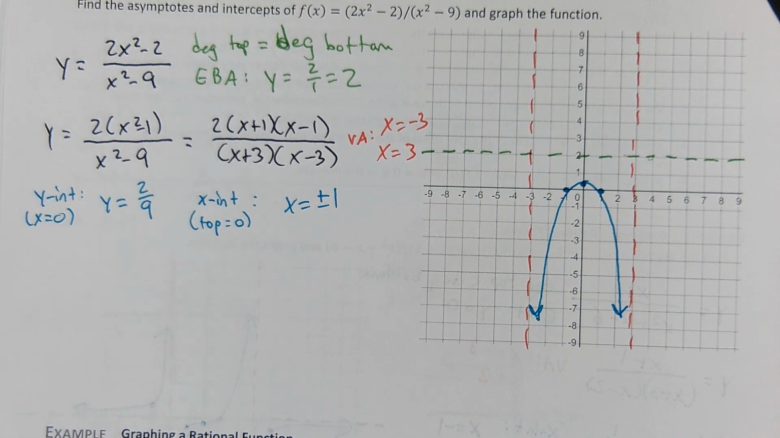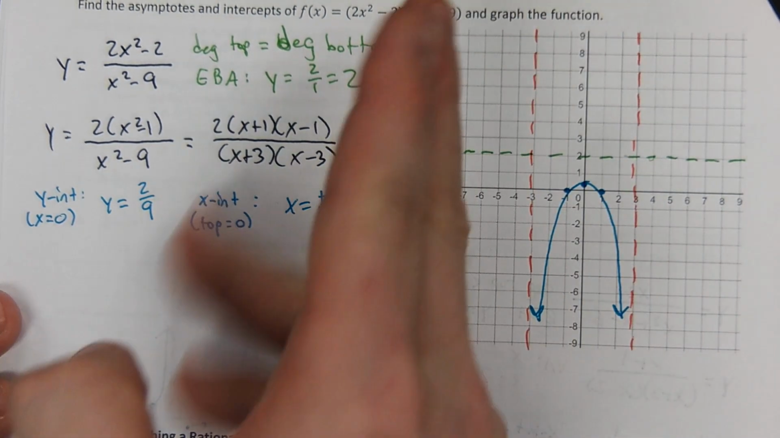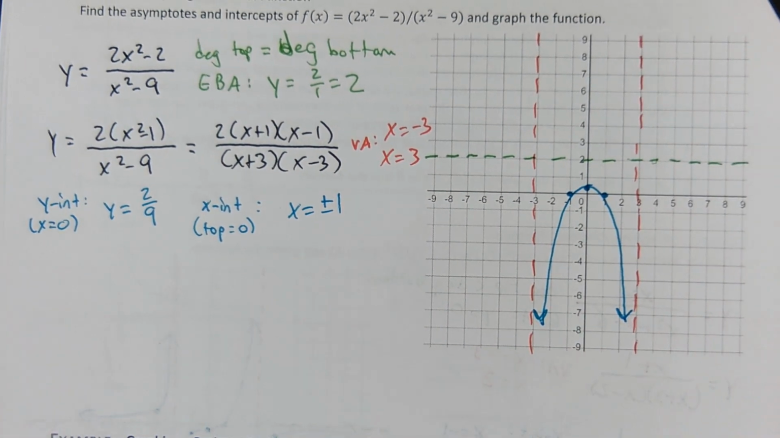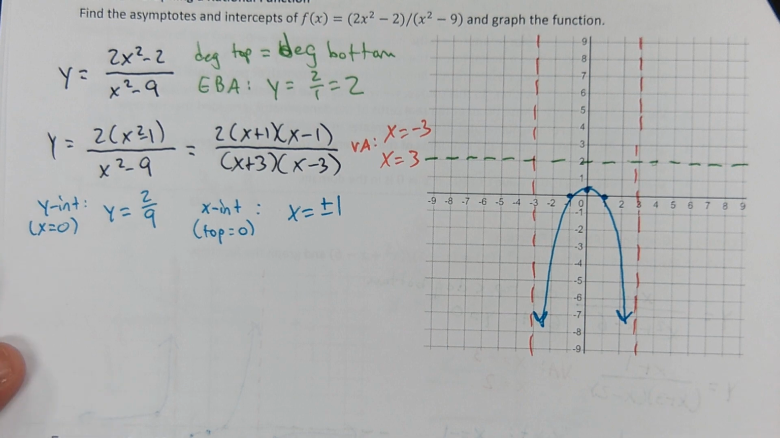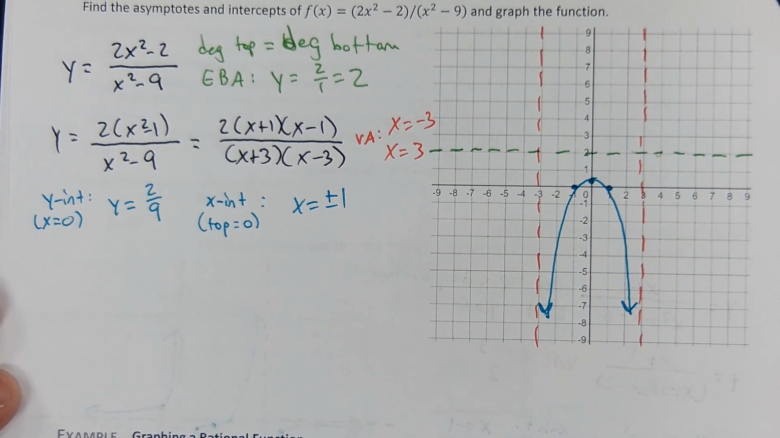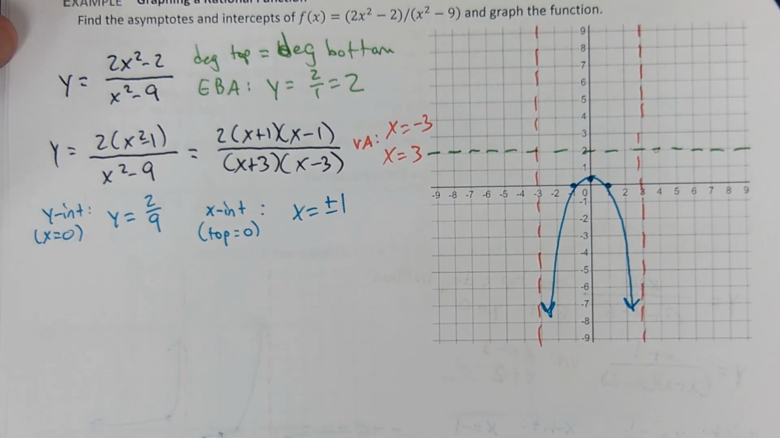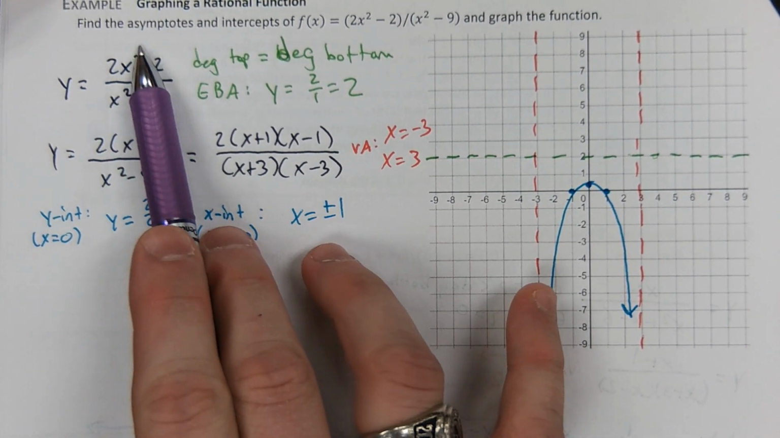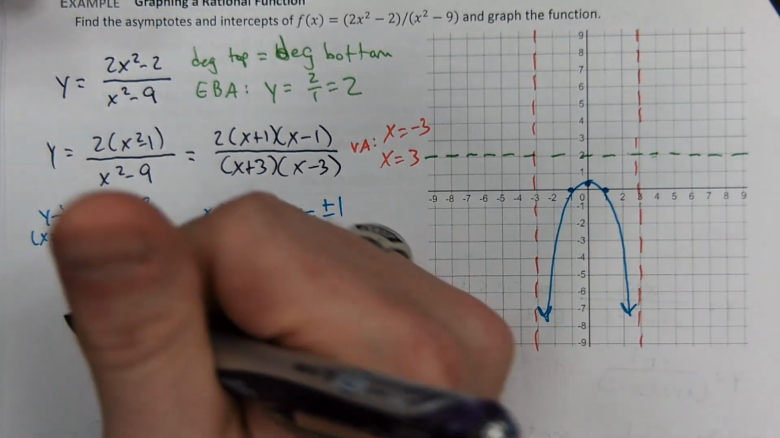Now all we need to do is test values. I need to know what's going on back here, and I need to know what's going on out here. That's it. I already know what's going on in the middle. So I'm going to grab -4 and +4 because I'm trying to stay close to my asymptotes. We're going to test those 2 numbers out. And I'm actually going to substitute here because I only have to plug in one place in the top and one place in the bottom.